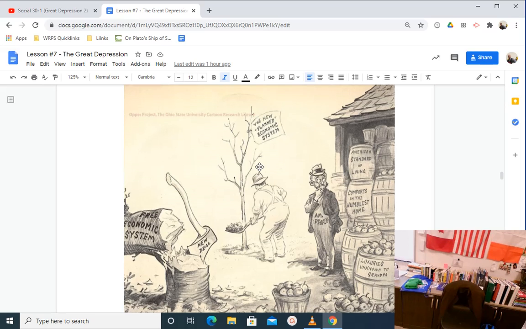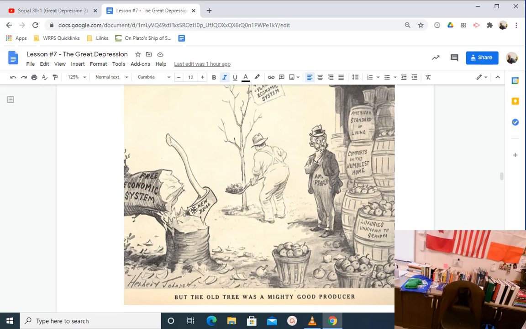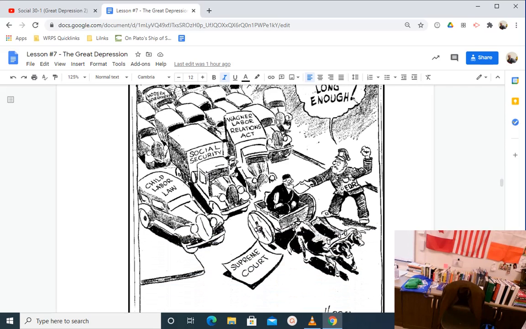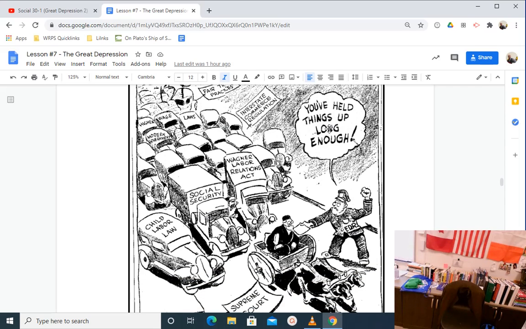So many people were critical of the New Deal and suggested that maybe destroying the old tree, which was capitalism, was too much. Here you have a cartoon that's critical of FDR because he is trying to take too much power. The executive branch has the power to enforce law, but they shouldn't have the power to interpret and make law. But FDR was trying to override the checks and balances in America and push lots of things through, and the Supreme Court was getting in his way.